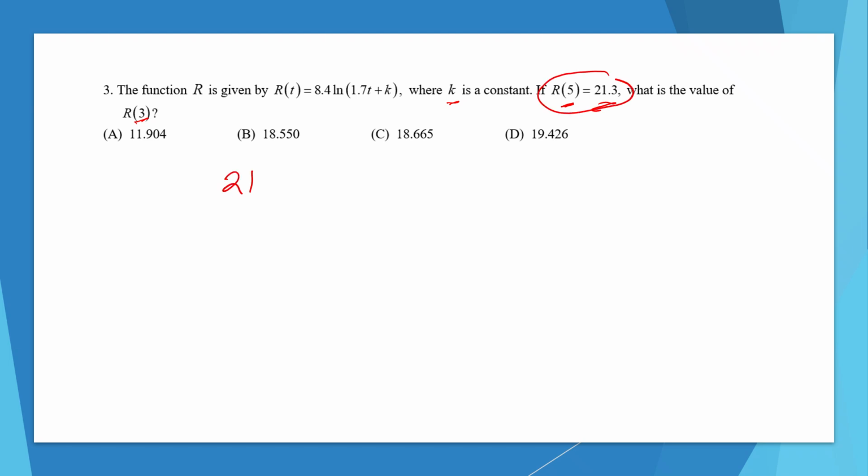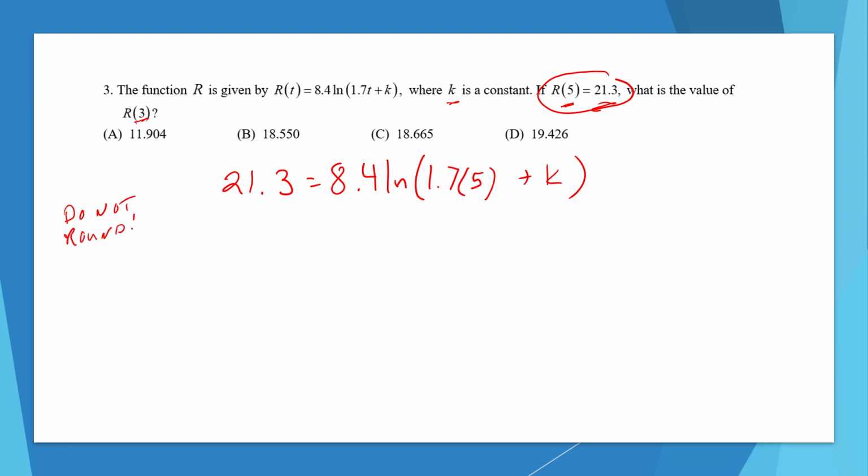We know 21.3 is going to be our y value, equals 8.4 ln 1.7 times t, which is 5 in this case, plus k. And now let's solve this. So I'm going to do 21.3 in my calculator divided by 8.4. Here I get a long decimal. Do not round until your final answer. So do not round. I'm even going to write this so you guys know not to round until your final answer. Otherwise, everything will be off.